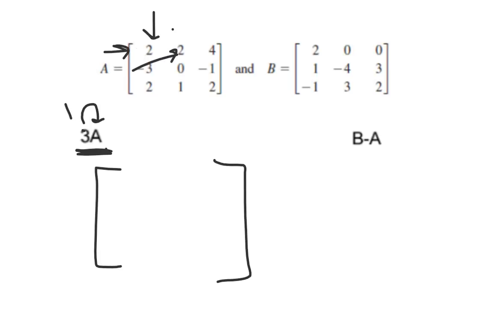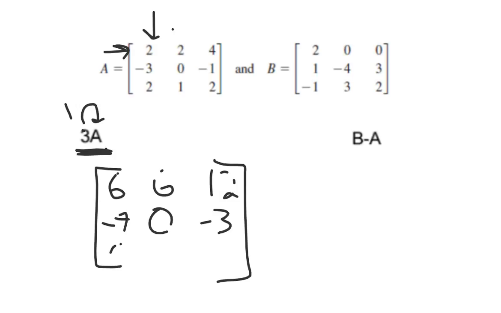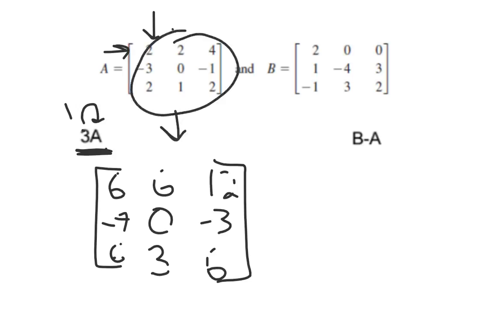So the resulting matrix is going to be 6, 6, 12, negative 9, 0, negative 3, 6, 3, 6. All I did was take every number in this matrix and multiply it by 3. Okay, so that's my scalar multiplication.